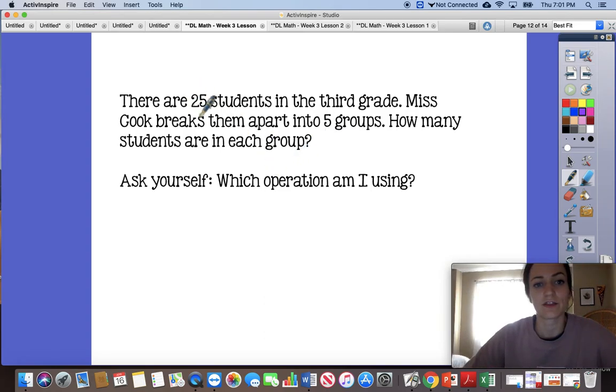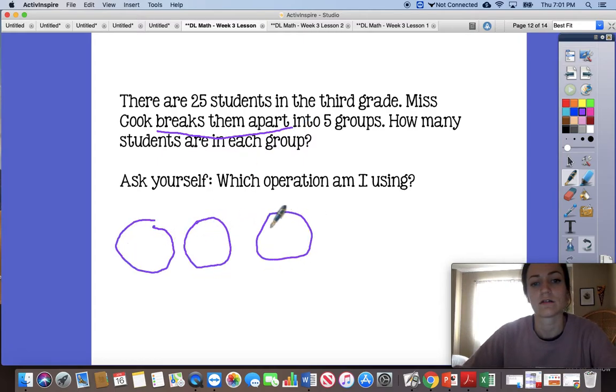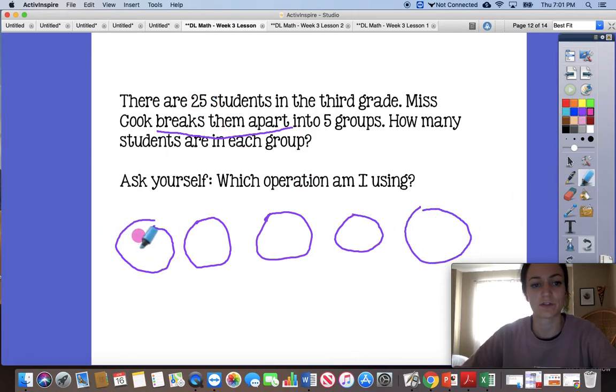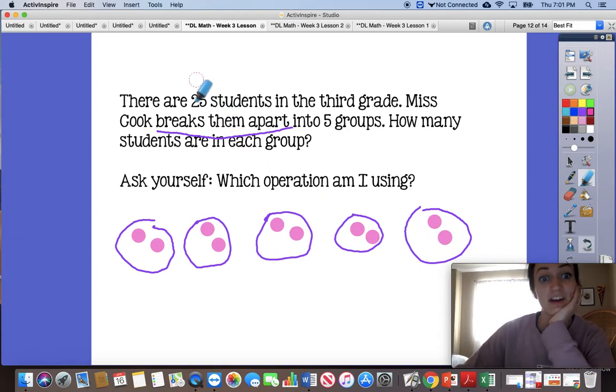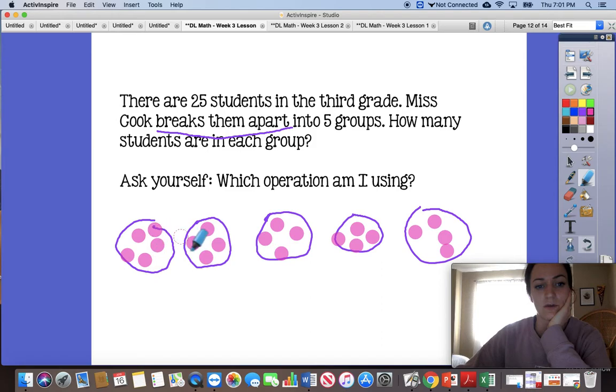All right. So there's 25 students in the 3rd grade, and Miss Cook breaks them apart into 5 groups. So I know I'm dividing because I'm breaking them into groups. So I have my 5 groups, and I'm going to break apart those 25 students into the 5 groups. So 1, 2, 3, 4, 5. There's 5 students out. 6, 7, 8, 9, 10. Am I done? No, I have 25 students still, so I only used 10 students. 11, 12, 13, 14, 15, 16, 17, 18, 19, 20, 21, 22, 23, 24, 25.